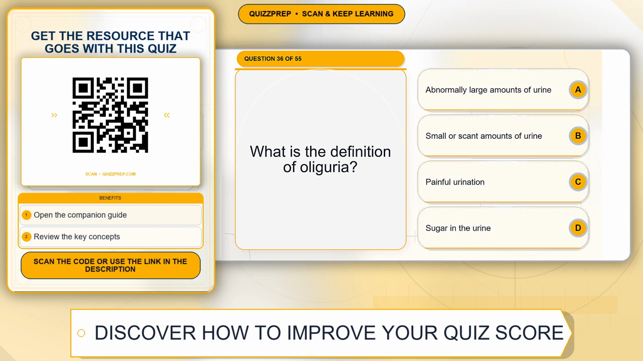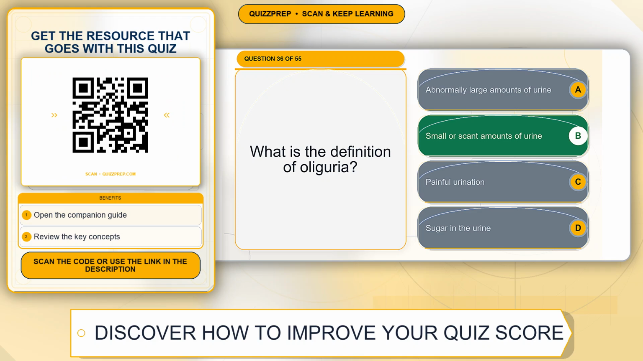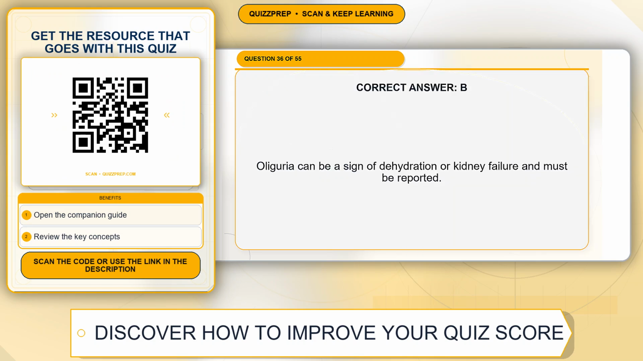Question 36. What is the definition of oliguria? Option A, abnormally large amounts of urine. Option B, small or scant amounts of urine. Option C, painful urination. Option D, sugar in the urine. The correct answer is option B, small or scant amounts of urine. Explanation. Oliguria can be a sign of dehydration or kidney failure and must be reported.